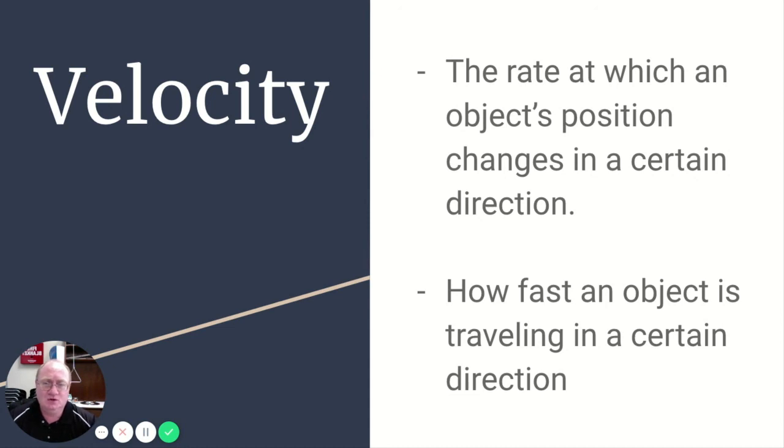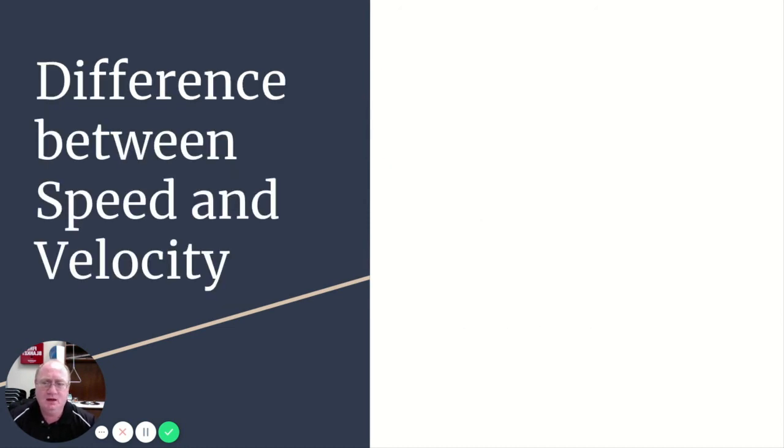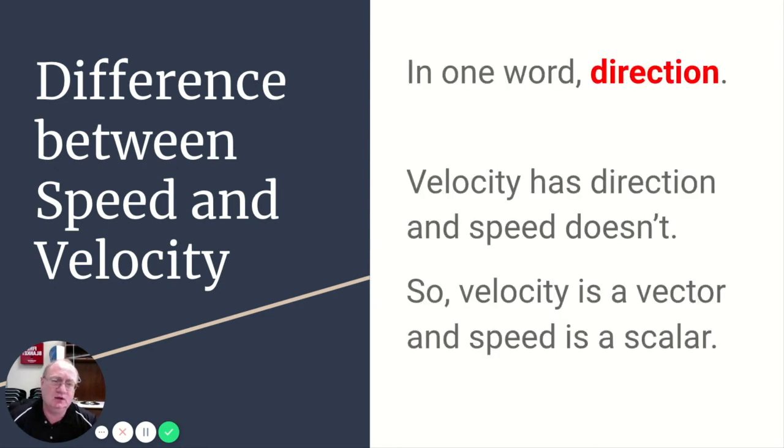So if you're asked in one word, what's the difference between speed and velocity? That one word should be direction. Velocity has it, speed doesn't. So now that we got the difference in the two terms, what can we do?